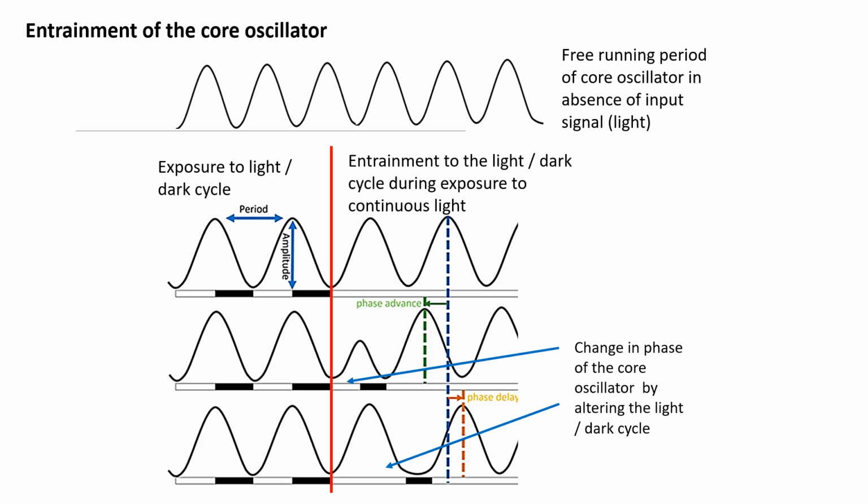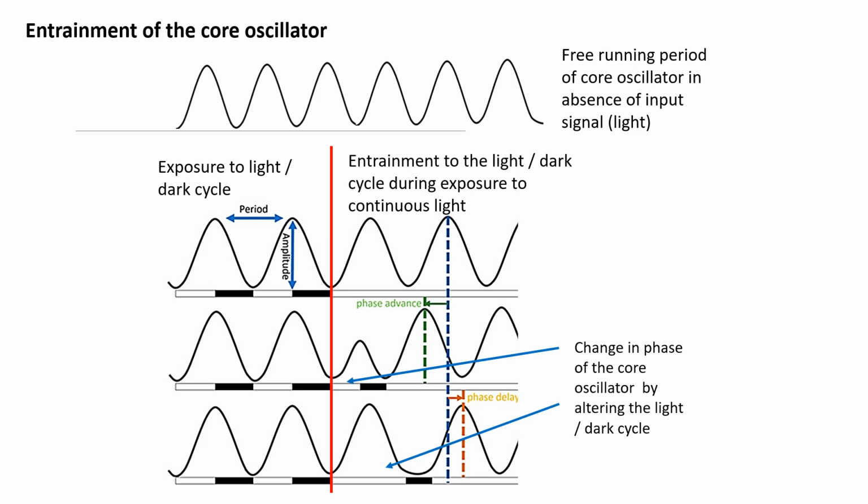As mentioned earlier, the core oscillator or the clock shows a free running period of rhythmic expression of the clock components for a 24-hour period in the absence of any external signals. After exposing the clock to alternating light and dark periods, the core oscillator components retain the same rhythm even when placed under continuous light or continuous dark. This is called entrainment of the clock. The clock can also be entrained by environmental signals such as changes in the light duration or temperature.